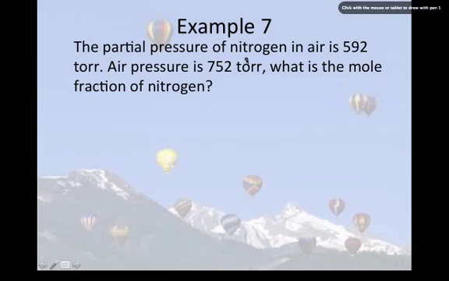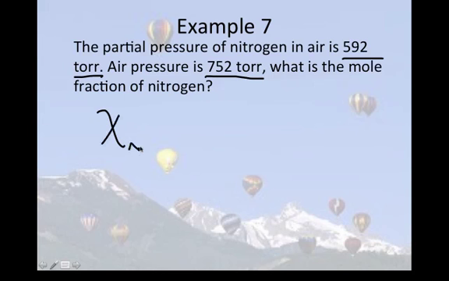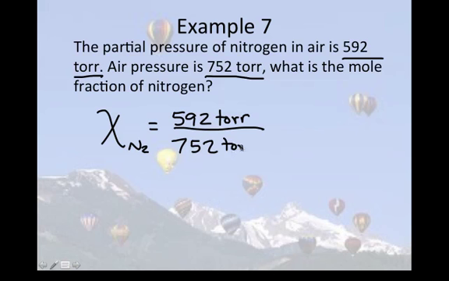The partial pressure of nitrogen in air is 592 torr. If air pressure is 752 torr, then what is the mole fraction of nitrogen? So to find chi for nitrogen, all we have to do is take the part that comes from nitrogen, 592 torr, and divide by the total pressure of all the air, 752 torr. And that's it. Now we have our mole fraction. And where torrs cancel, it's going to have no units. That's why it's called a dimensionless number.